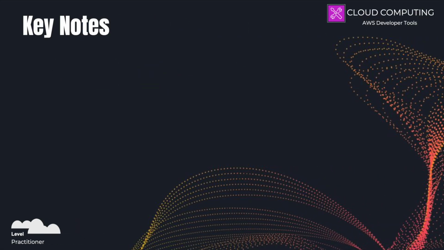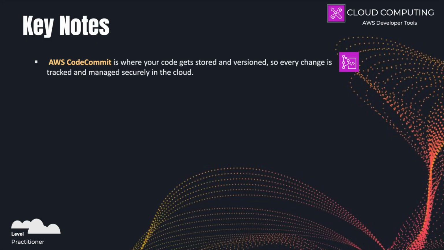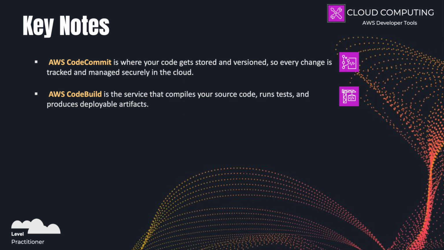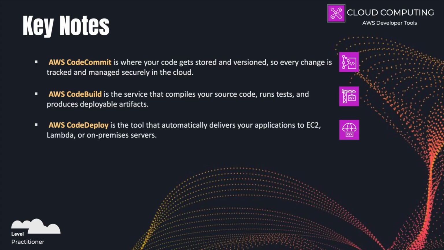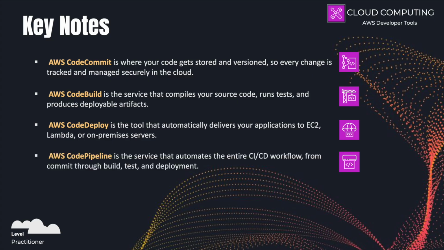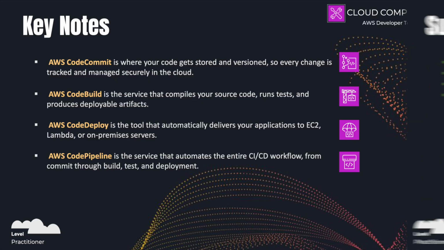So let's put everything back together and see what the CI/CD flow actually looks like in short. CodeCommit is where your code gets stored and versioned, so every change is tracked and managed securely in the cloud. CodeBuild is the service that compiles your source code, runs tests, and produces deployment artifacts. CodeDeploy is the tool that automatically delivers your applications to EC2, Lambda, or on-premises servers. And CodePipeline is the service that automates the entire CI/CD workflow from commit through build, test, and deployment. If you can keep this straight, you'll be in great shape.